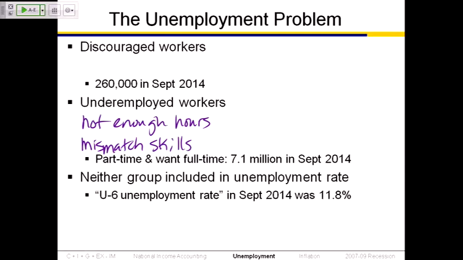The government does try to estimate how big this problem is using the U6 unemployment rate that you looked at in section. That U6 unemployment rate in September 2014 was 11.8%. So if we looked at the extent of the problem that pulls us inside of the production possibilities frontier, it includes the hidden unemployment, discouraged workers, and the underemployment problem. And for the U.S. right now, that about doubles the existing unemployment rate. Okay. All right, skip that one.